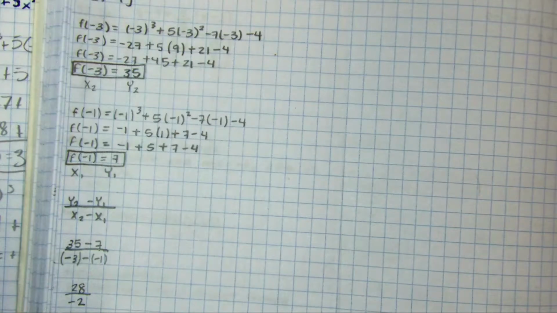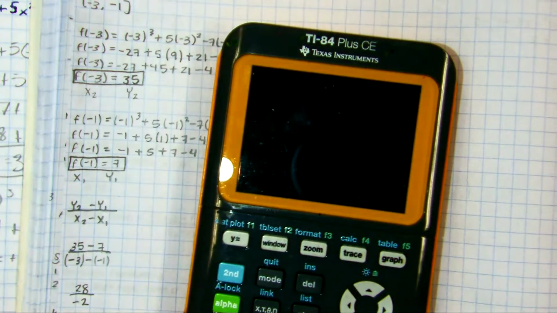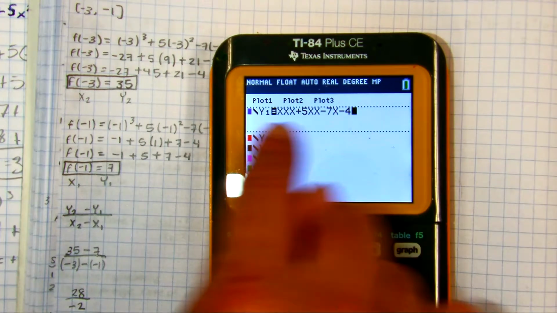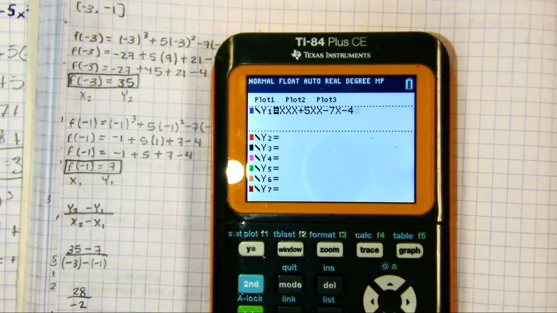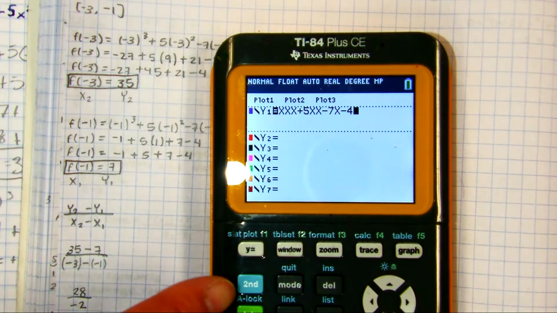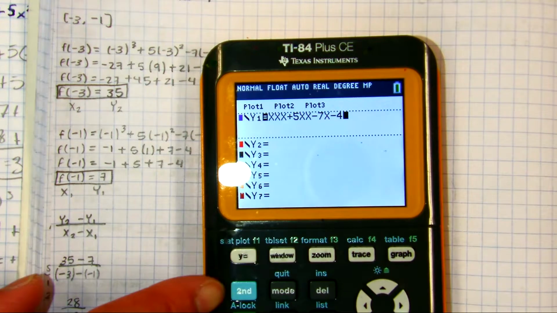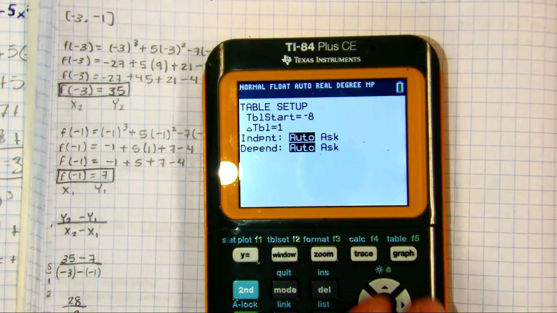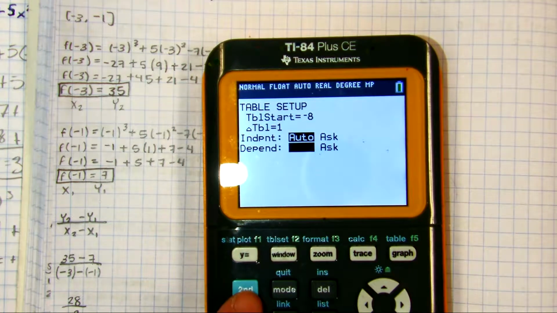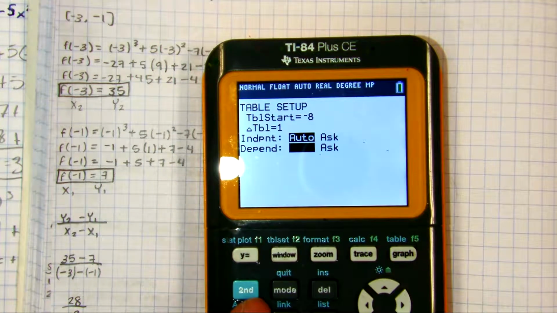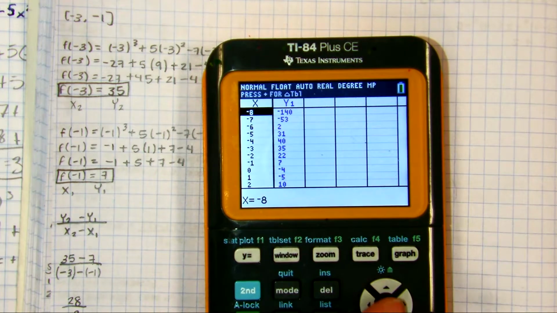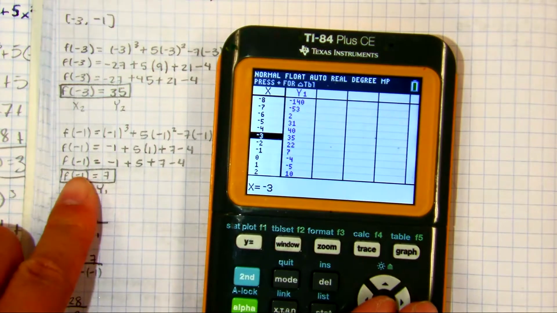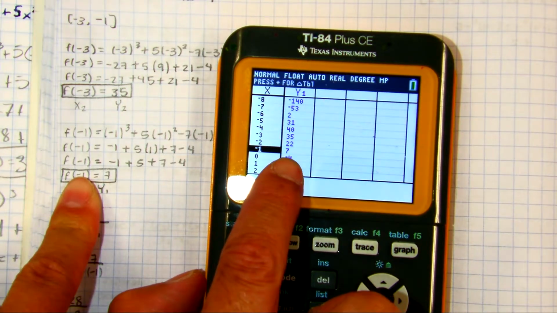Putting in negative 1. So if I put in my calculator, there's a couple of ways you can do this. I put in the polynomial function to y1. And then remember, I'm going to have my table set. So that would be second window. I have it on auto and auto. So if I go to my table now, second table, I'm just going to double check their numbers. Negative 3, 35 is correct. Negative 1, positive 7. Raise your hand if you got 7 for the second output.